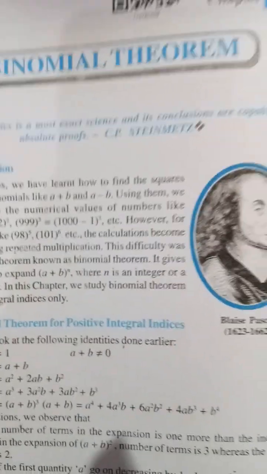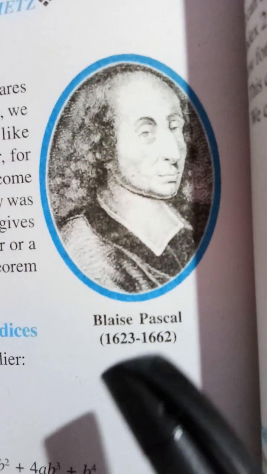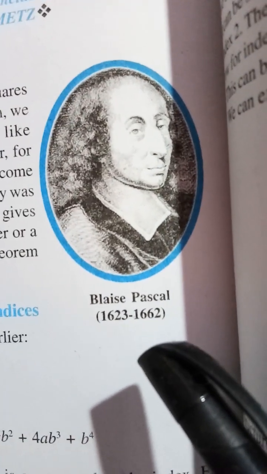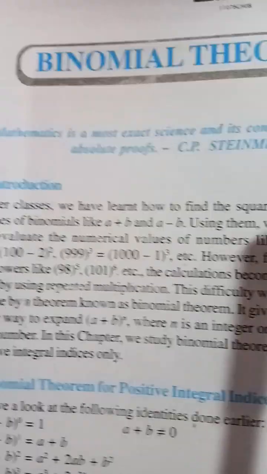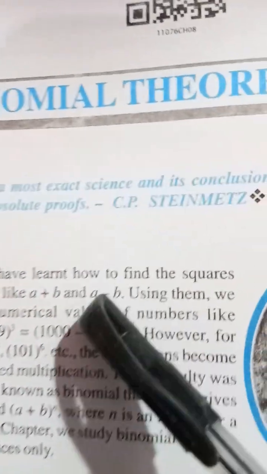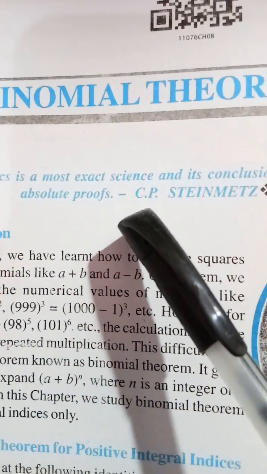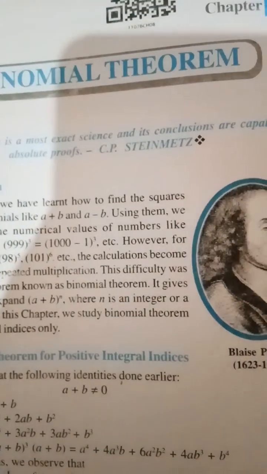Dear mathematics aspirants, right now I have the binomial theorem, chapter 8 of the plus 2 level mathematics, and here you will see the scientist's name, Blaise Pascal, 1623 to 1662. When you study the historical events of computerization, Blaise Pascal will be mentioned. That is a very important factor: mathematics is the most exact science and its conclusions are capable of absolute proofs. C.P. Steinmetz. So you will see here some quote for understanding.